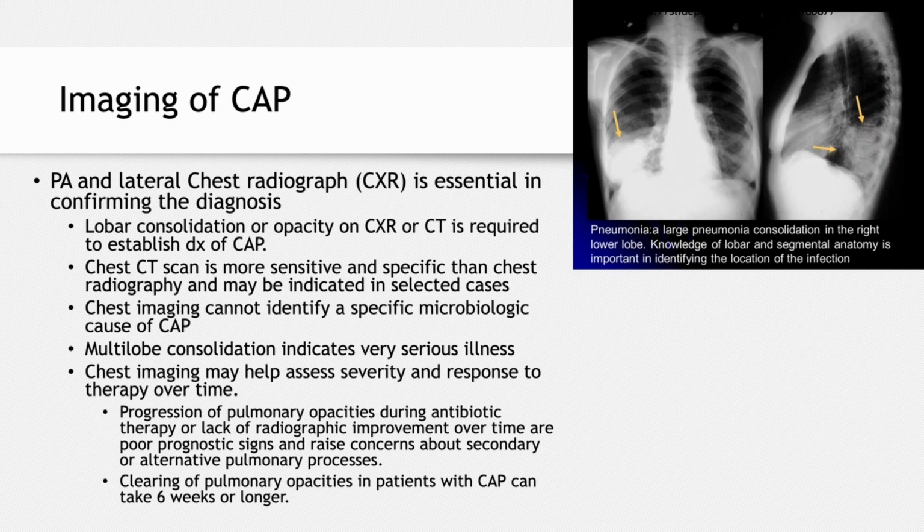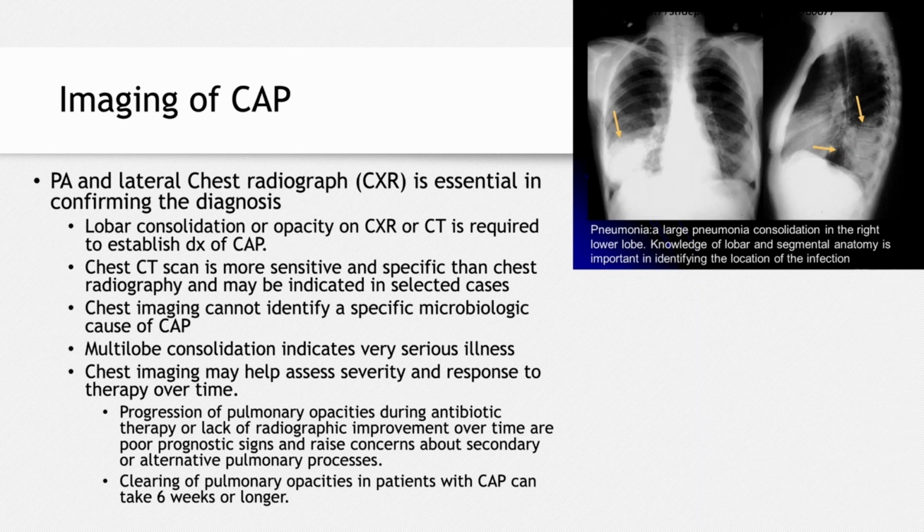So imaging. Chest x-ray is what we do. If you ask what the best initial test is, it's going to be a chest x-ray. In most cases of community-acquired pneumonia, a chest x-ray is all you need to make and confirm the diagnosis. Most of the time you can point out exactly which lobe is affected. You have to have at least some sort of finding on chest x-ray or CT to be able to establish a diagnosis of community-acquired pneumonia.